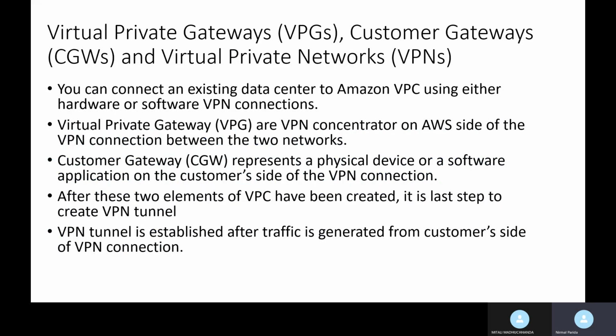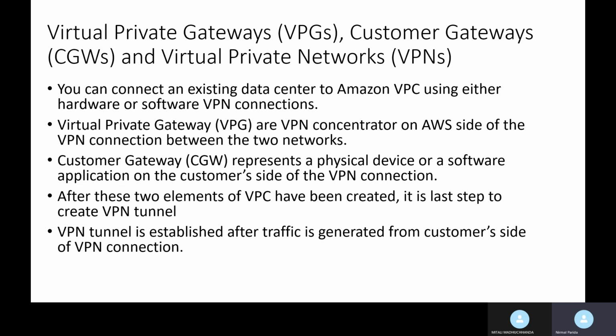So in this session, we're going to start discussing virtual private gateway, customer gateways, virtual private networks, and also Direct Connect. Previously we connected to our VPC from the internet using an internet gateway. But if you want to connect an existing data center to Amazon VPC using either hardware or software VPN connections, that is also possible.